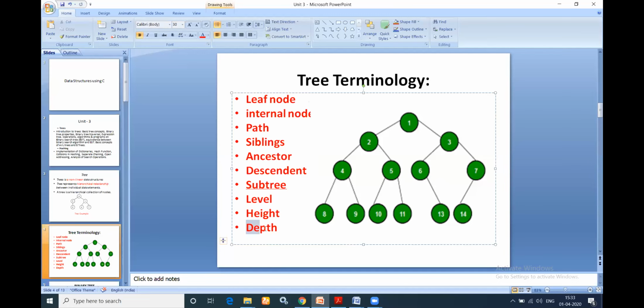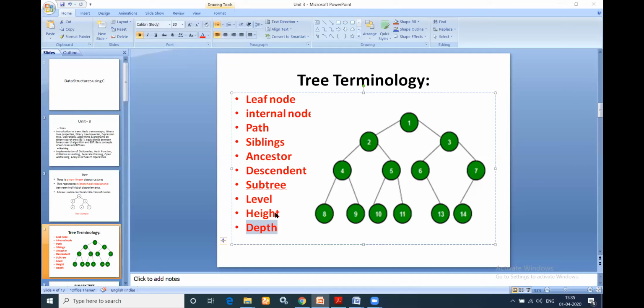Okay, next, depth. When I take depth, I will calculate from the root node. For example, what is the depth of the root? What is the depth of node 8? When I calculate the depth of node 8, I will calculate the number of edges from the root node. So from the root node, how many edges are there to connect to node 8? 1, 2, 3. So these are the 3 edges. So the number of edges is 3. So the depth is what?